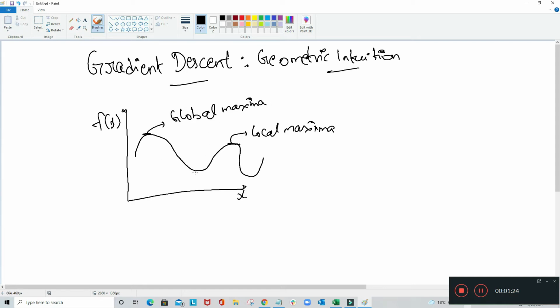Similarly, these 2 points are called local minima and global minima. So the main objective of the gradient descent algorithm, if the function is minimizing something, say argmin, is to achieve the global minima.